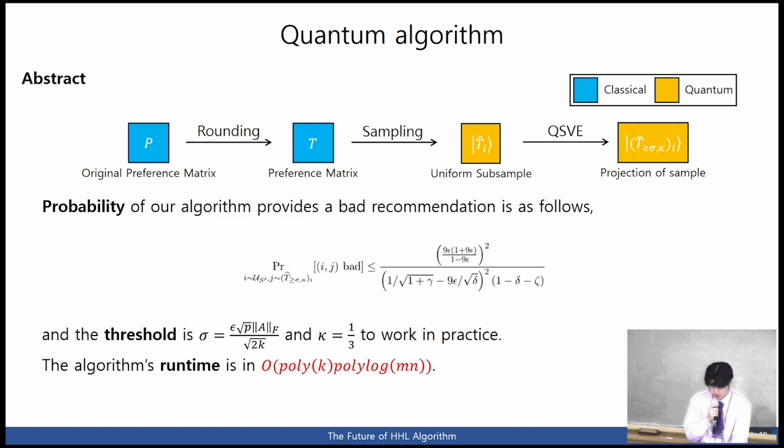To quantum, the probability that this algorithm produces a bad recommendation can be calculated using the given formula. In order to work in practice, there is a threshold defined as epsilon, as shown in the previous paper, and we have to define kappa equals 1/3. Therefore, the algorithm runtime is the polylog m we discussed before regarding the method of projection, plus polylog k. So the total runtime would be poly k polylog m time.